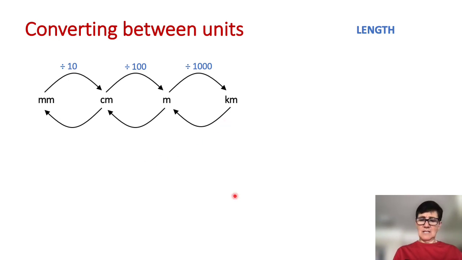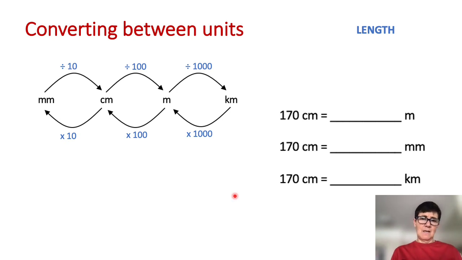I like to use these diagrams to help me convert between different metric units. So let's go. If I've got to convert 170 centimetres into metres, this is what I'm going to do. Here's my 170 centimetres and I've got to go to metres. I'm going to follow the arrow to get to metres. The arrow says divide by 100. So 170 divided by 100 is 1.7 or 1.70.